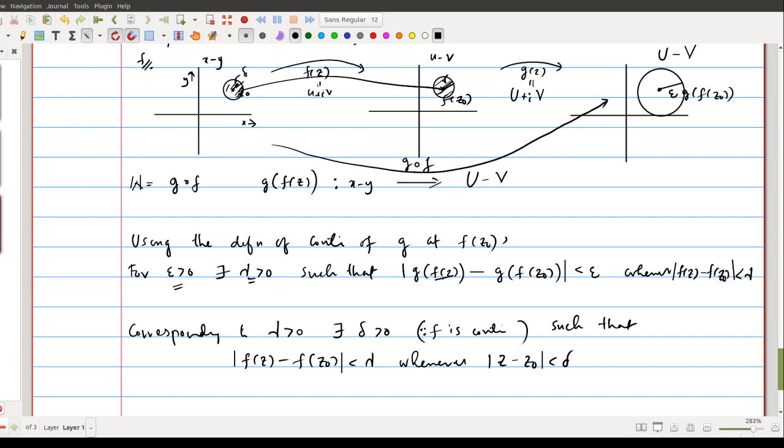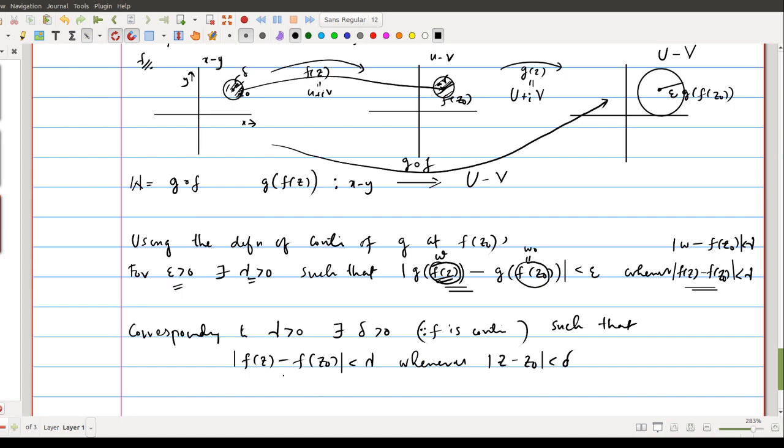In fact, what we have written here is: for epsilon greater than 0, there exists a gamma greater than 0 such that for any w, g of w minus g of w0 is less than epsilon, where we denote f of z0 by w0. Here w is an arbitrary element of this neighborhood, that is, mod w minus f of z0 is less than gamma. So whenever w belongs to this disk, the distance between f of z0 and w is less than gamma, and for that w we have this result.